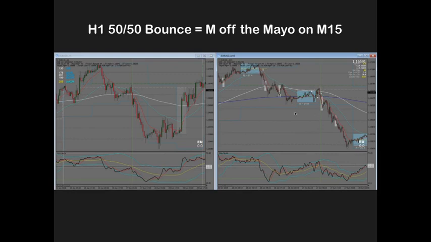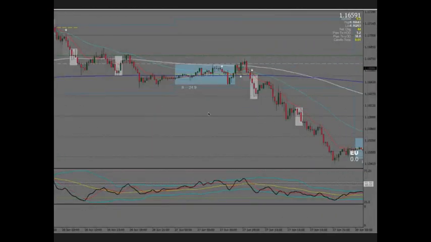Let's take a closer look at that, and we can see here our 5200 cross right here. Our first hit to the Mayo, this one pin to the Mayo here, and then it comes back down to create this first leg. Then it goes back up to the 13, and then it kind of rattles around here, and finally gives you a shift down below all the EMAs on this candle.